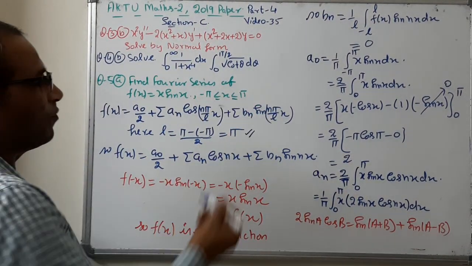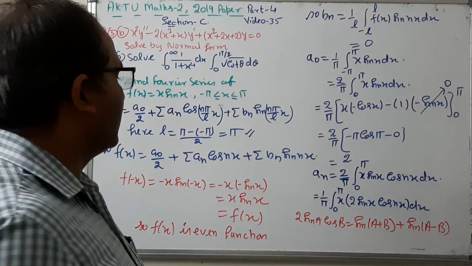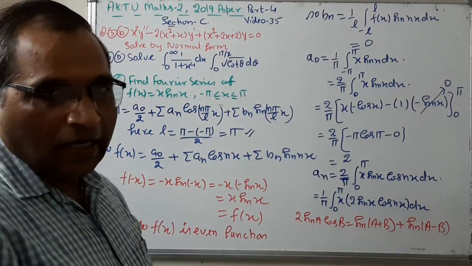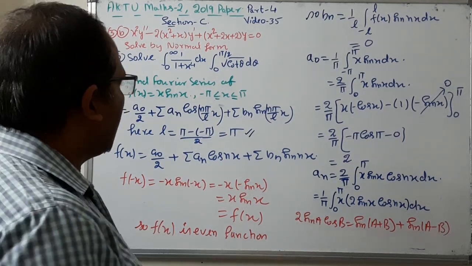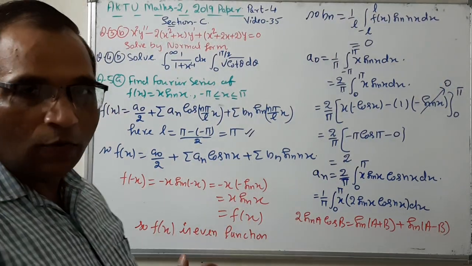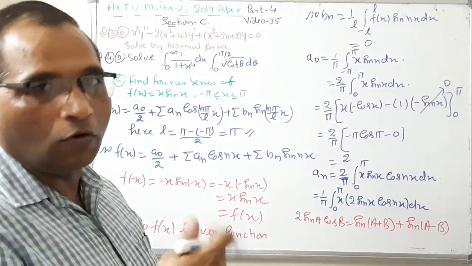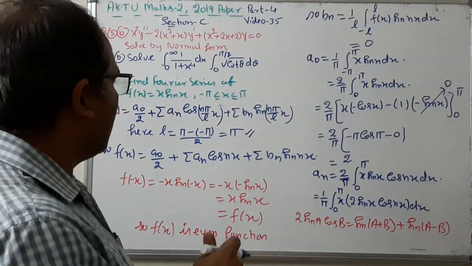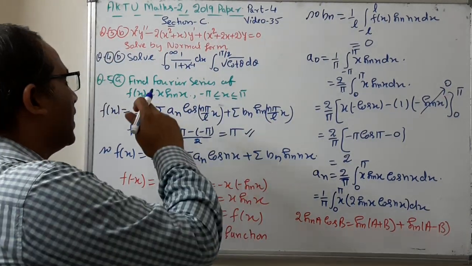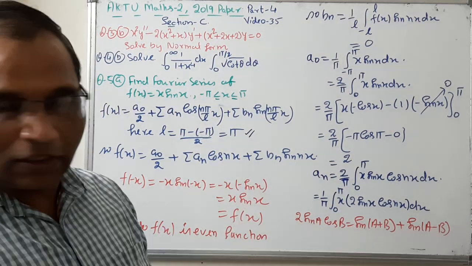Because the limit is given from minus L to L, in that case we should first check whether the given function is even or odd. If the function is even, then the sine coefficient will be skipped, right? So the value of the sine coefficient will be 0. If the function is even, in that case bn will be 0. If the function is odd, in that case a naught and an will be equal to 0.